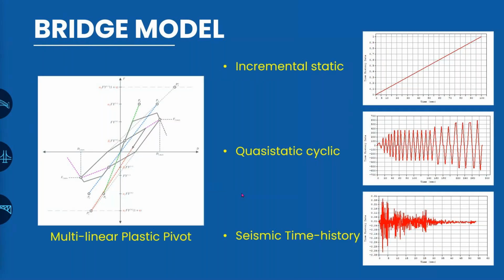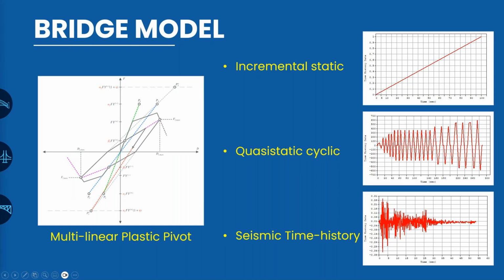For this particular structure, we are using a multilinear plastic pivot type of model for the plastic hinge definitions. The types of loads we are going to apply for the verification are these three. Firstly, an incremental static load, which is like our pushover load. Secondly, a quasi-static cyclic loading, which you can see is uniformly increasing after 2 cycles each, and is generally seen in laboratory testing. And finally, a seismic time history record, which is an earthquake record from one of the past earthquake events, used for the assessment of this particular model.